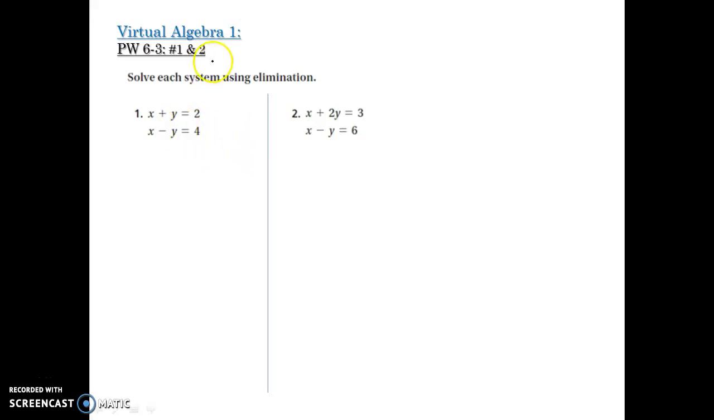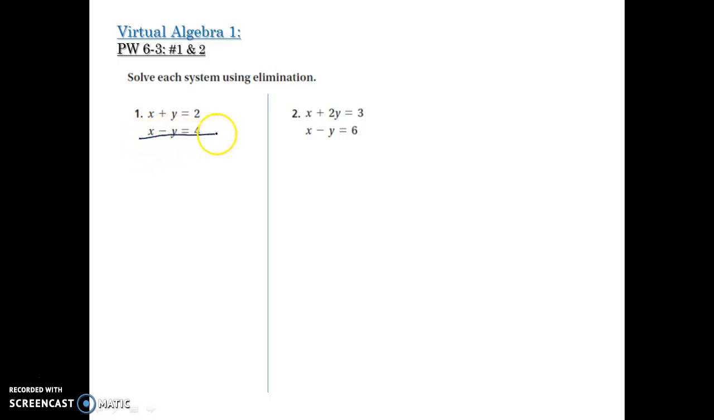Hello. Let's solve some systems using elimination. So on number 1, we're actually already set up for elimination because one of the variables, y, has coefficients that are opposites. We got a positive one and a negative one. That's what you need to have in order for elimination to work out.